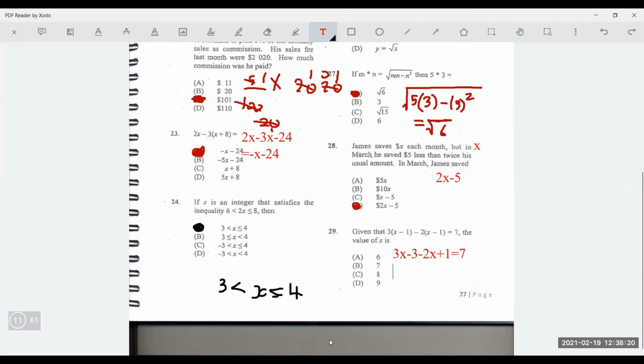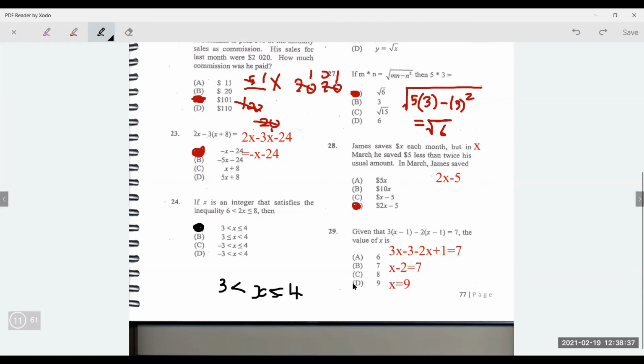So 3x minus 2x is x, minus 3 plus 1 is minus 2, and that is equal to 7. Then you add 2 to both sides to get x equal 9. So that is the value for x. x is 9. That is option D. D as in delta. Easy.